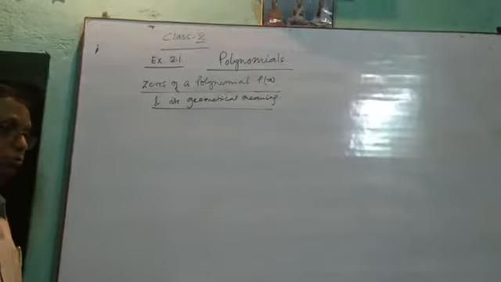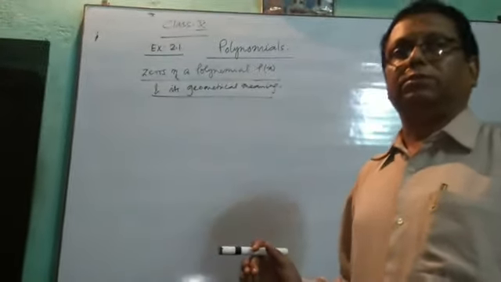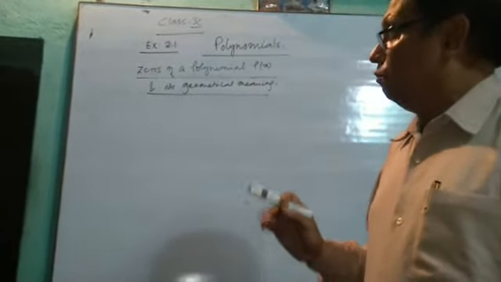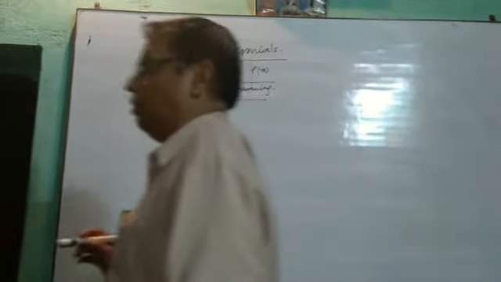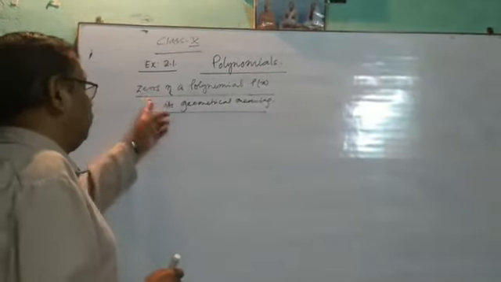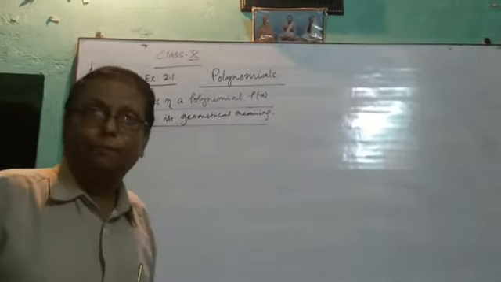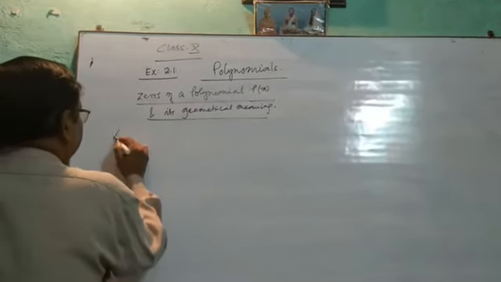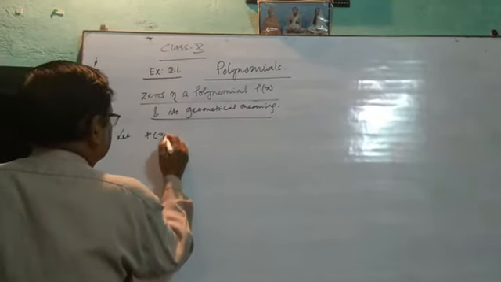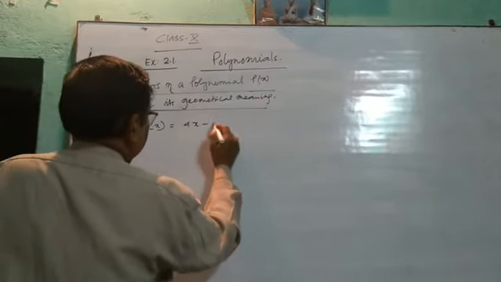Students, after seeing the various types of polynomial on the basis of terms as well as on the basis of degree, we will see what we understand by the zeros of a polynomial. Zeros of a polynomial p(x) and its geometrical meaning. Now, let p(x) be 4x minus, say, 20.